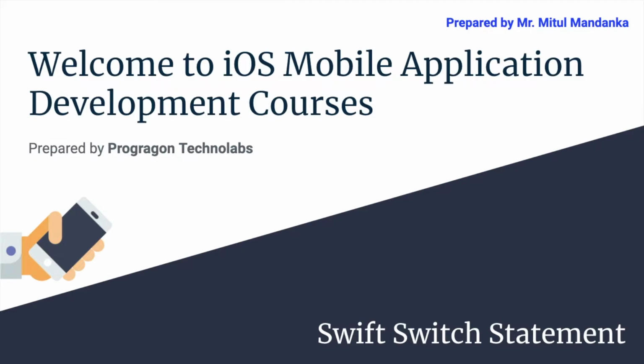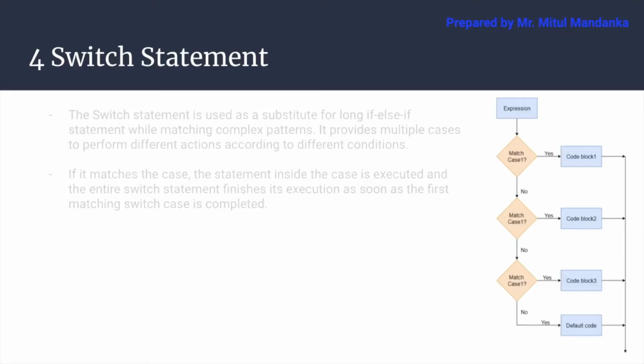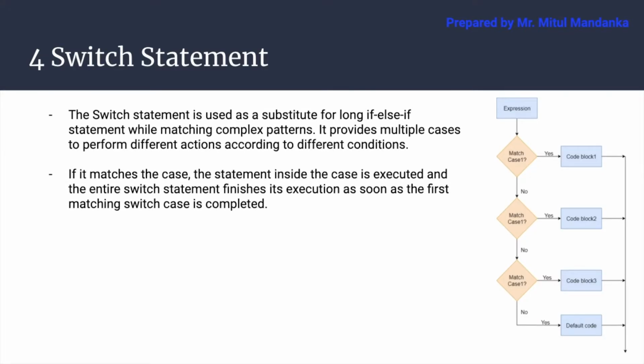In the previous session we discussed different kinds of operators such as unary operators, binary operators, assignment, arithmetic and comparison. So let's discuss the Swift switch statement. The switch statement is used as a substitute for a long if-else statement while matching complex patterns. It provides multiple cases to perform different actions according to different conditions.